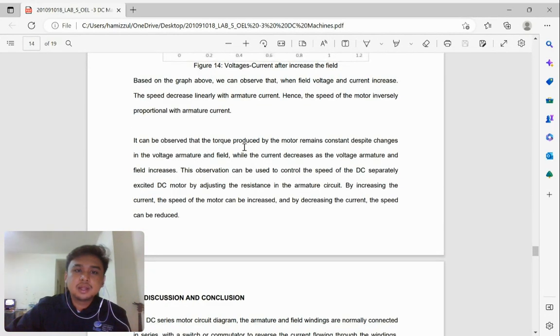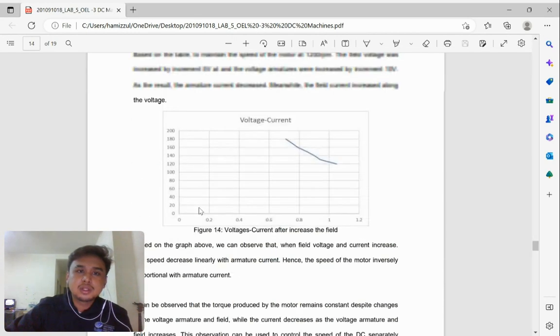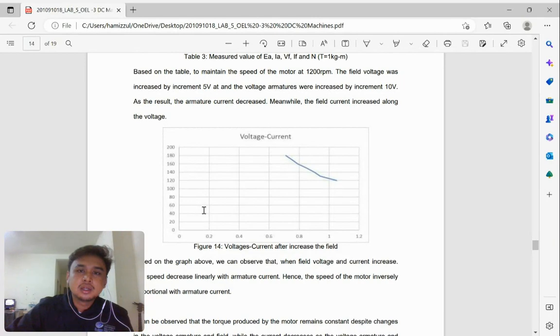So it can be observed that the torque produced by the motor remains constant despite changes in the armature and field voltage, while the current decreases as the armature and field voltage increase. This observation can be used to control the speed of the separately excited DC motor by adjusting the resistance in the armature circuit. By increasing the current, the speed of the motor can be decreased, and by decreasing the current, the speed can be increased. So that's how you control the speed for a separately excited DC motor.